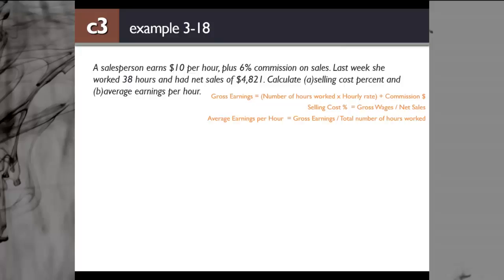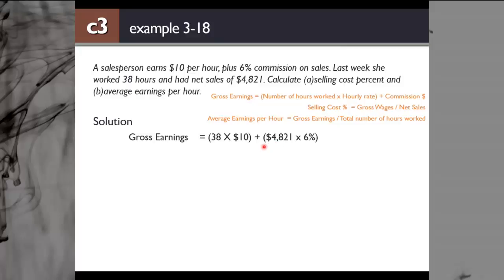So I'm giving you this formula here so you can follow it. Let's look at the first one, gross earning. As you can see from the first formula, you can calculate it from the number of hours worked, which is how many hours? 38 hours, right? And how much is the person paid? $10 per hour. So this is going to be the wages based on that hourly wage.